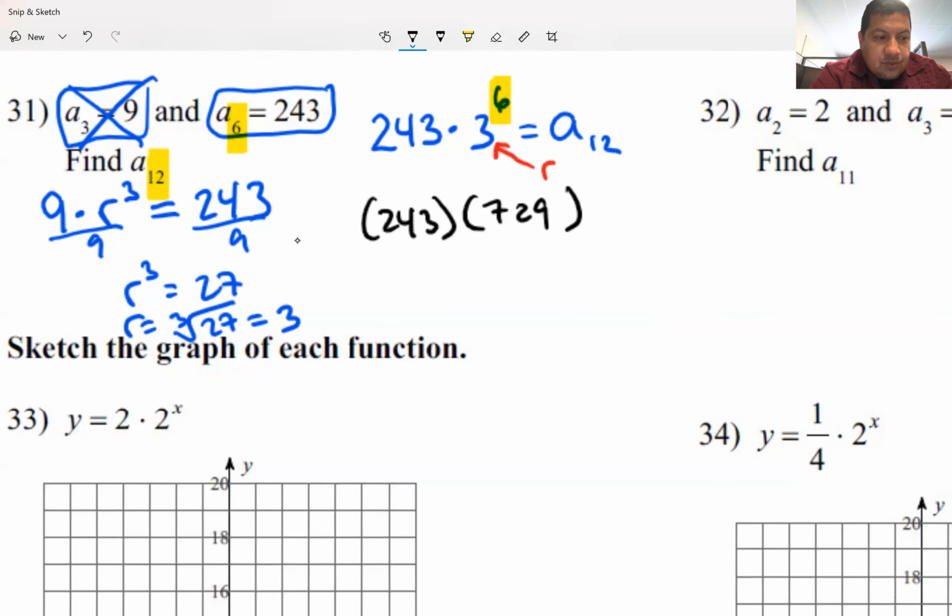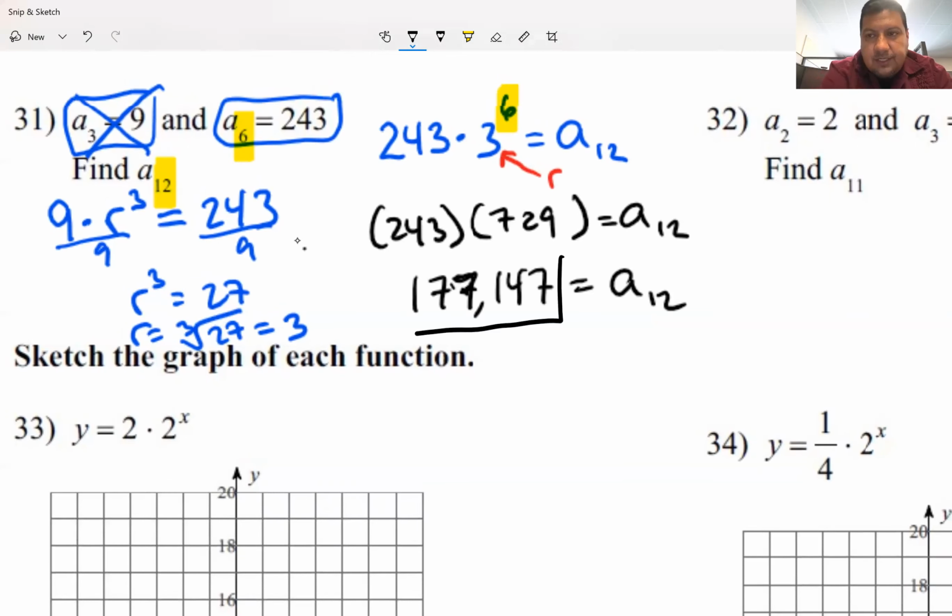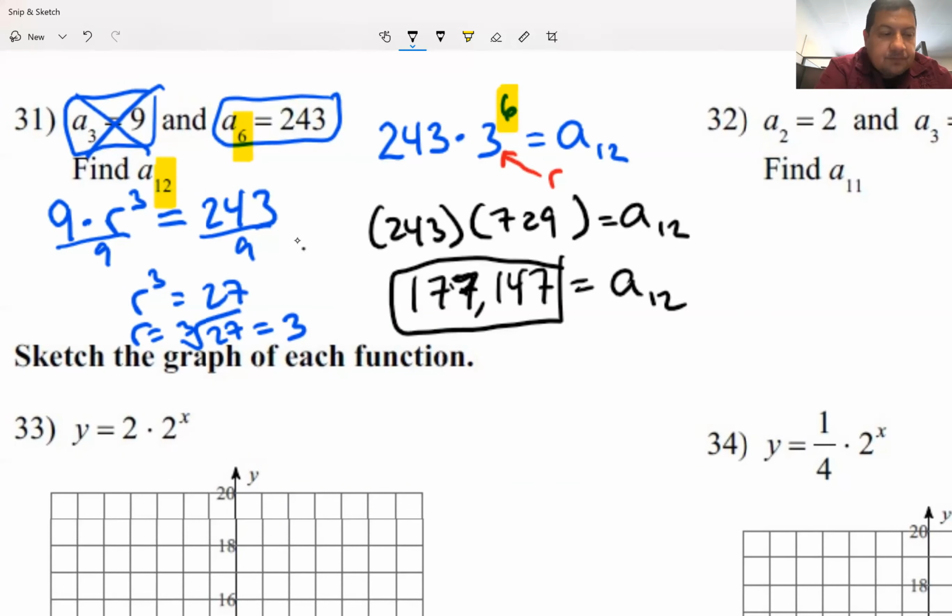When I multiply those two numbers, let me just say this is the 12th number on the list. So when I multiply these two numbers, I get 177,147. This is the 12th number on the list. Interesting. Take a look at one more example.